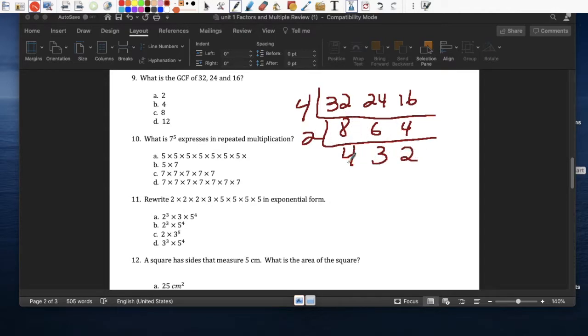This is GCF. Although you can say, but we can continue with 4 and 2. Yes, if this was LCM, but GCF, it has to go into all 3 numbers, right? So we have to find a number that goes into 4, 3, and 2. And the only number that works is 1, and since it's 1, we know we're finished. So the GCF is 4 times 2, which is 8.